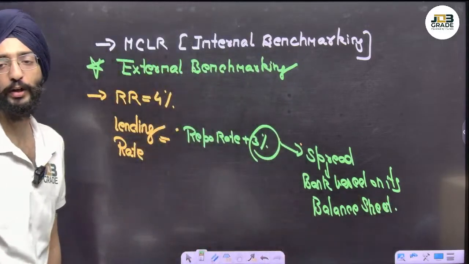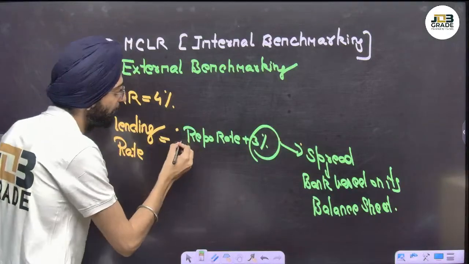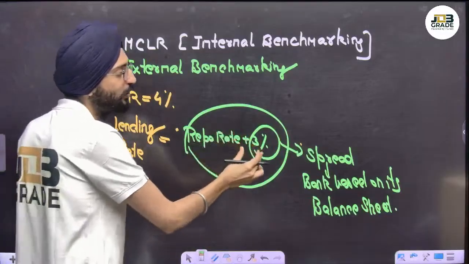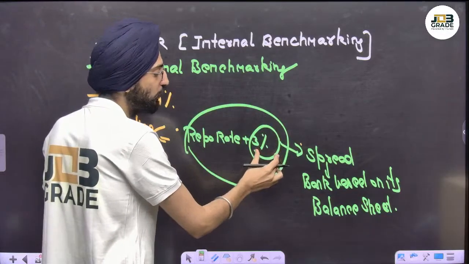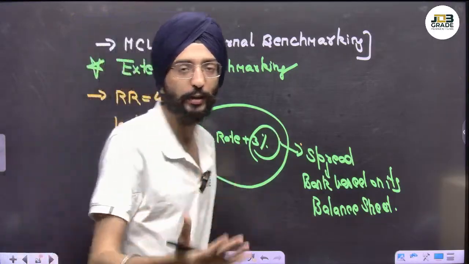I hope you got this point. So this is called external benchmarking. Why is it called that? Because the bank decides the spread based on its own individual costs. Repo rate, again, is going to be volatile. It's going to be decided by RBI.